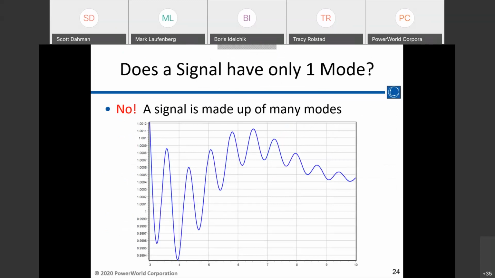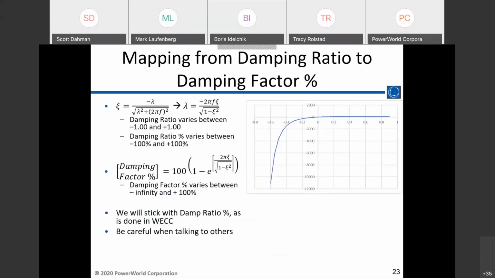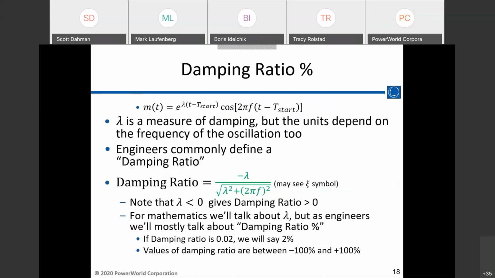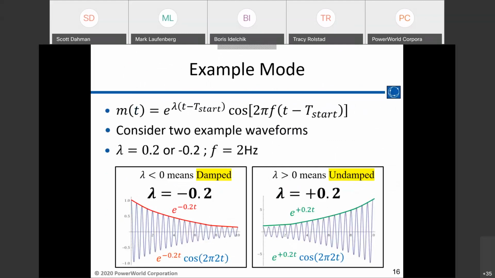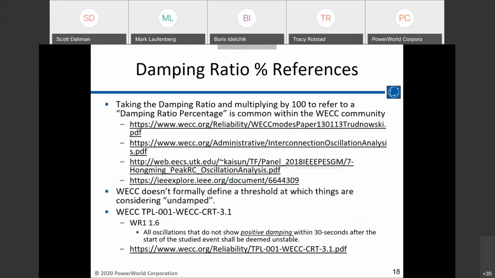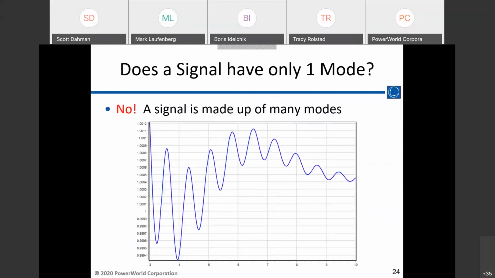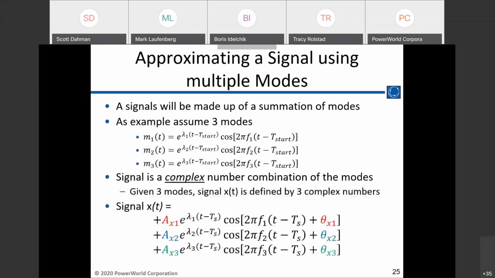All right, so now we've defined what a mode is. So let's go back. We'll look at our picture of our mode. So our modes look like this. All right, so we have a signal now that we want to approximate using modes. So when I look at this, can I make one mode that describes this signal? The answer is clearly no, I cannot. So this signal has more than one mode in it.